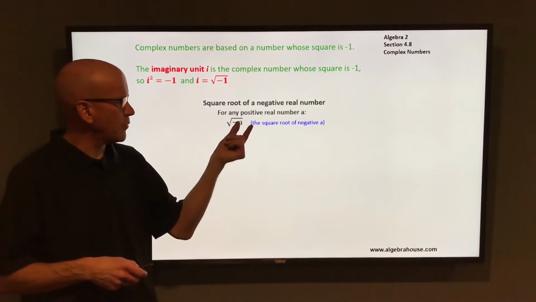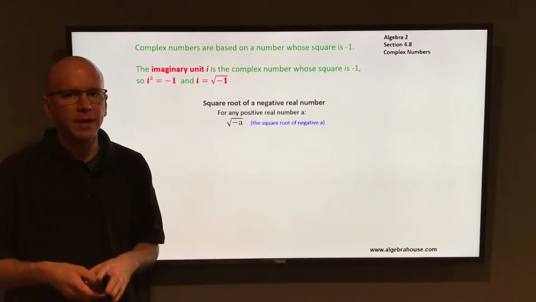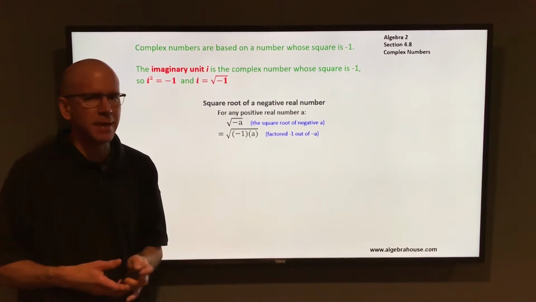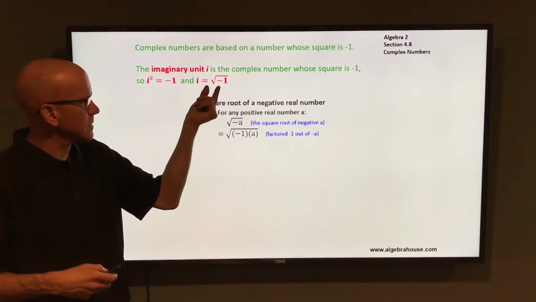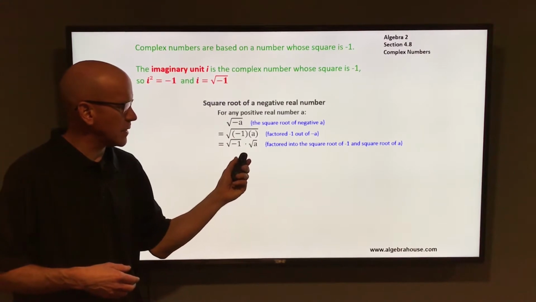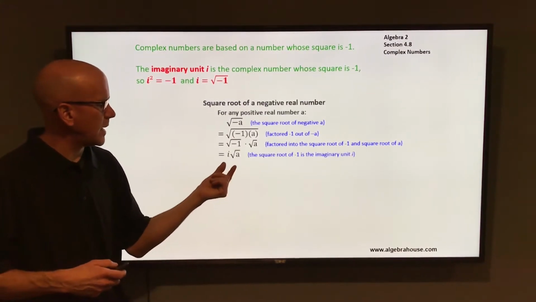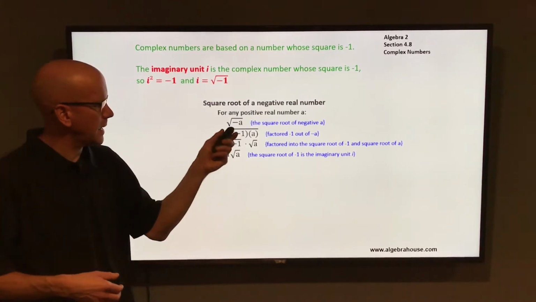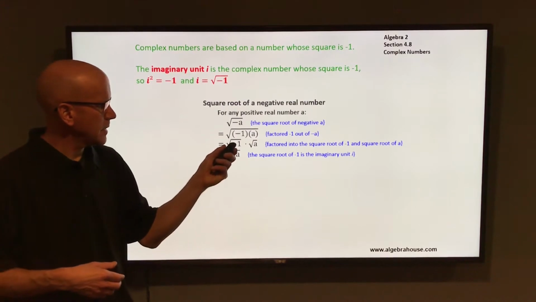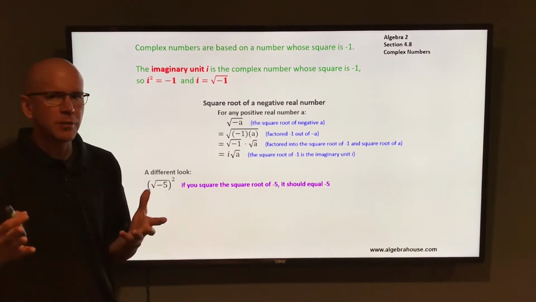Square root of a negative real number. For any positive real number a, if we're taking the square root of negative a, what you can do is break that into the square root of negative 1 times a. And up here it says the square root of negative 1 is I. So you could split that into the square root of negative 1 times the square root of a. And the square root of negative 1 is I. That would be I times the square root of a. So that can be worked with. That can be simplified. The square root of negative a can be simplified into I times the square root of a.